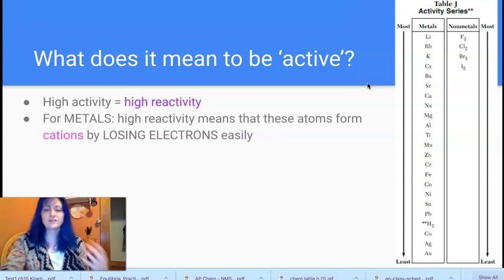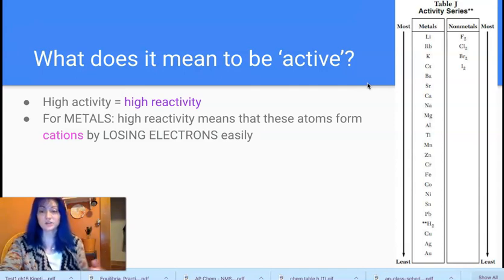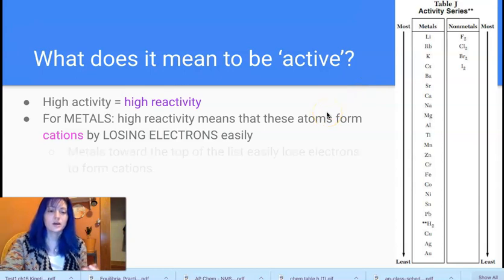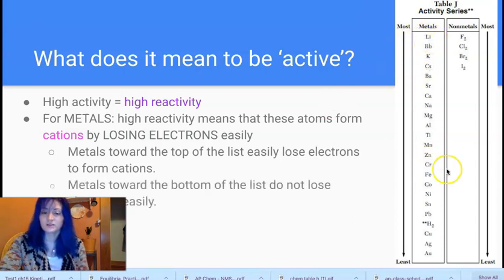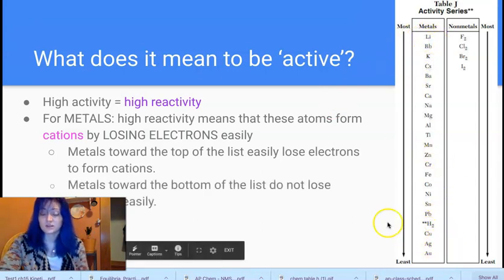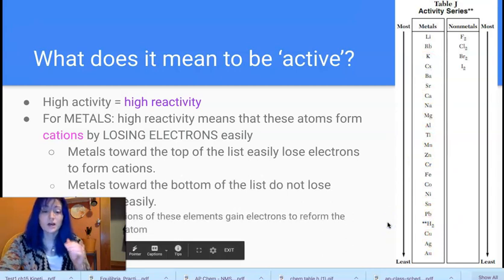For metals, high reactivity means that these atoms will form cations easily. So these elements will lose electrons very easily. Metals toward the top of the list will easily lose their electrons, whereas metals towards the bottom of the list do not lose their electrons easily. Cations from these elements tend to gain electrons to reform the neutral atom. And we see this a lot when we think about noble metals.